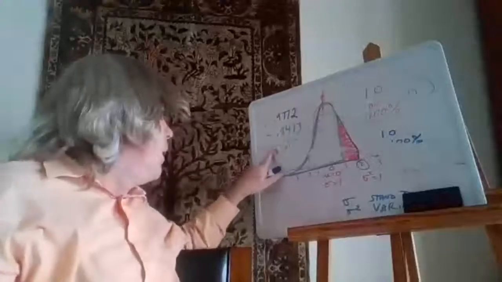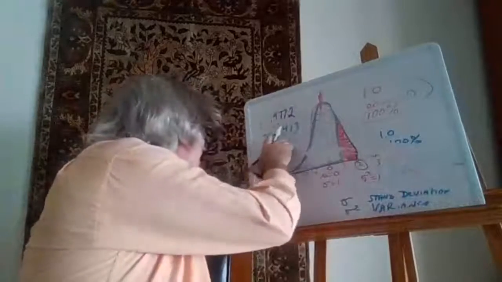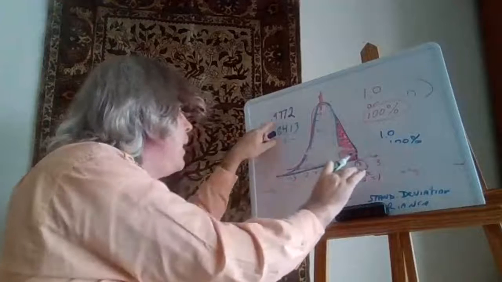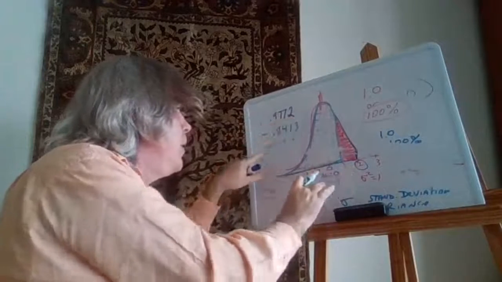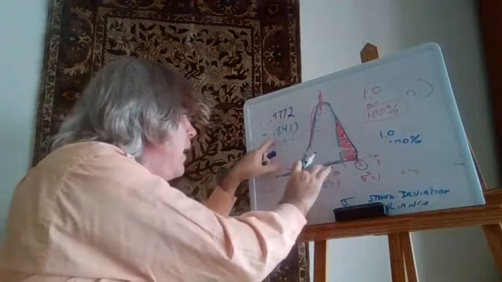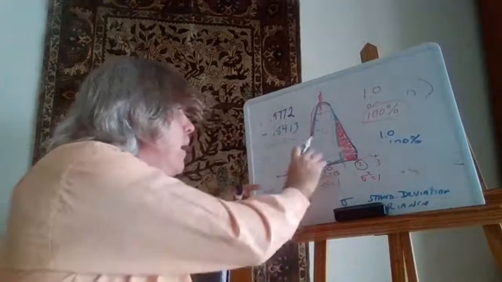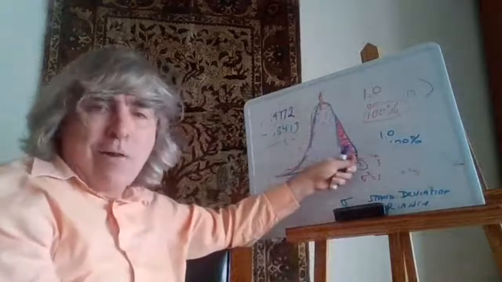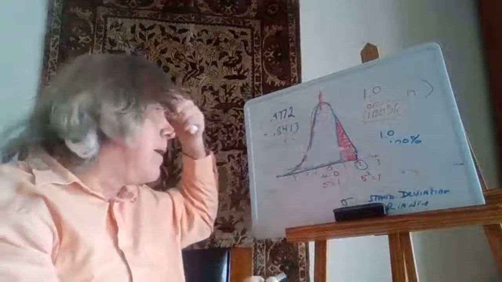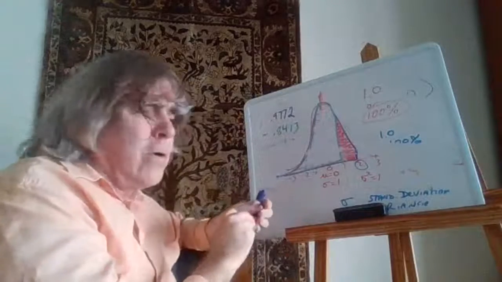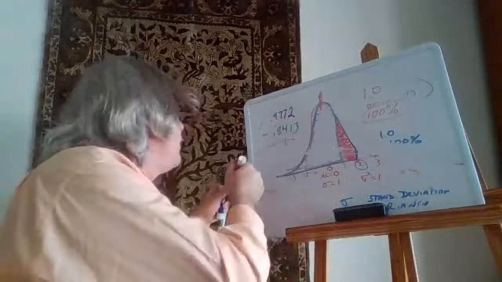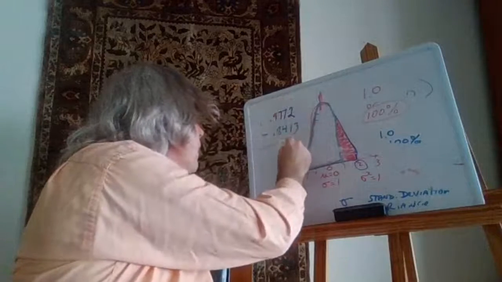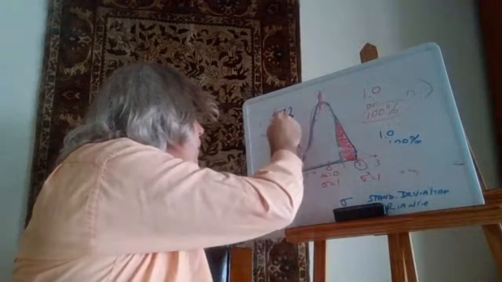Okay. All right, so what did we get? The purple area was 0.9772. The green area was 0.8413. I want to erase the green area from the purple area so that all that is left is the red area, right? So my net result is 0.1359.